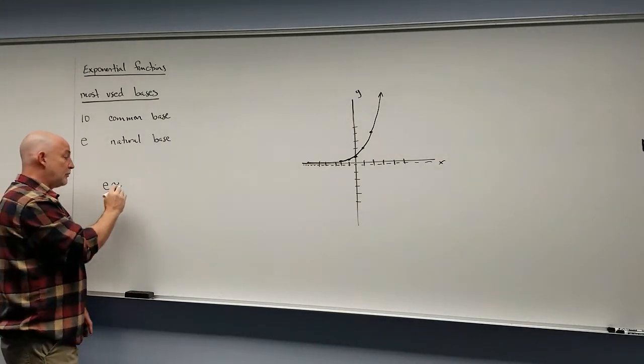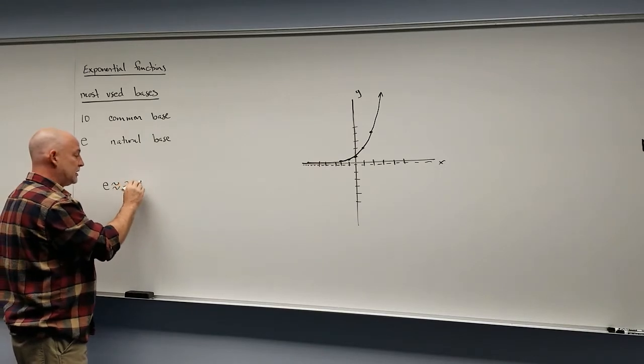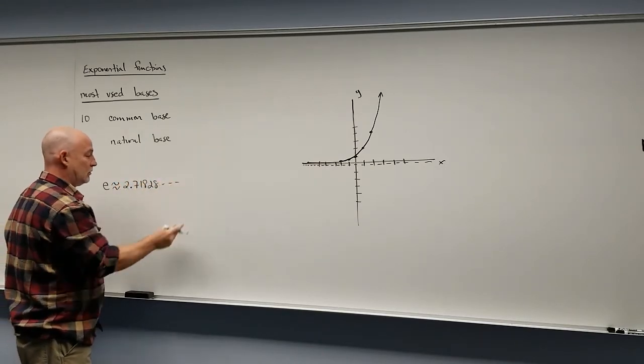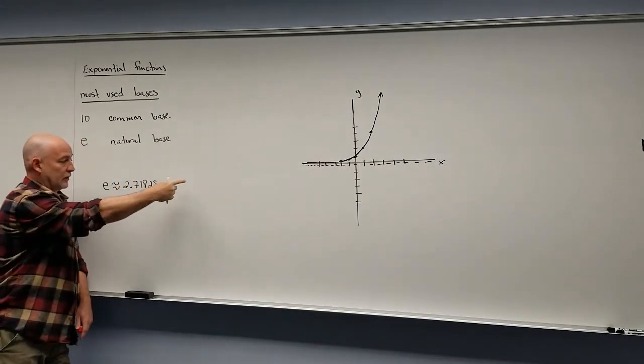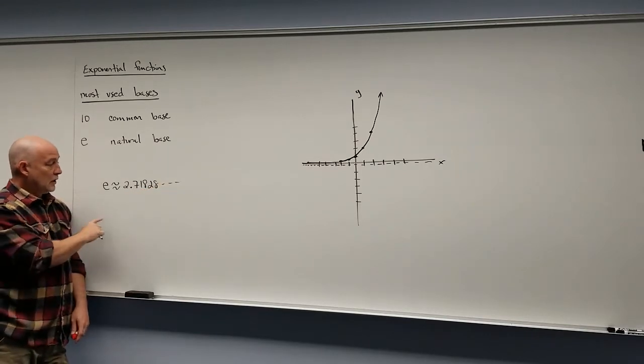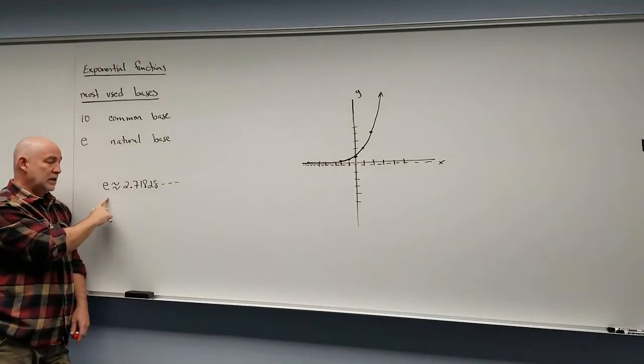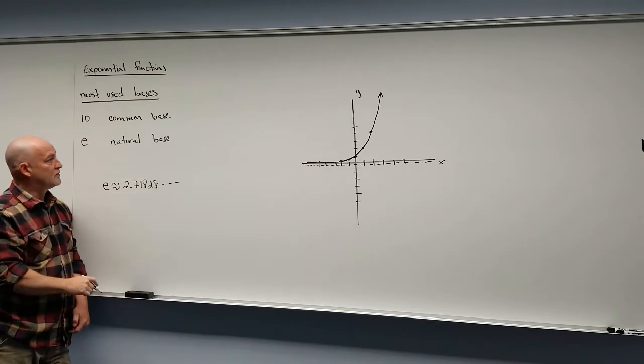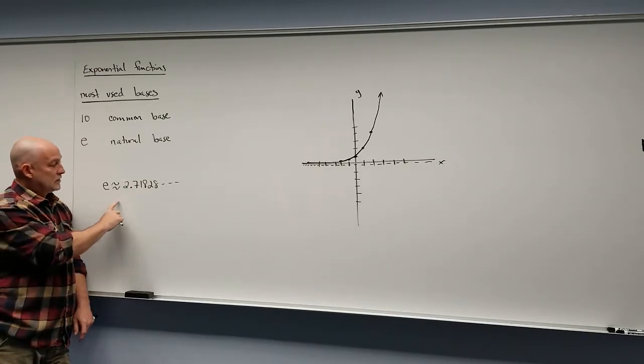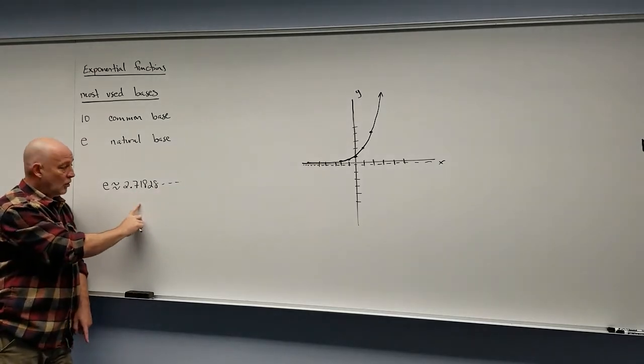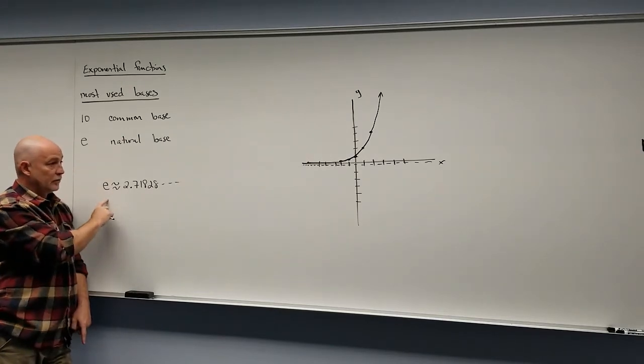But e is approximately the number 2.71828, so on and so forth. Actually, it kind of looks like it repeats there for a second, but it doesn't. So anytime you see this number e, you're like, oh, that's about 2.7-ish. So since this is an irrational number, any homework problems that you run into using this number e, generally you're going to have to use a calculator for.